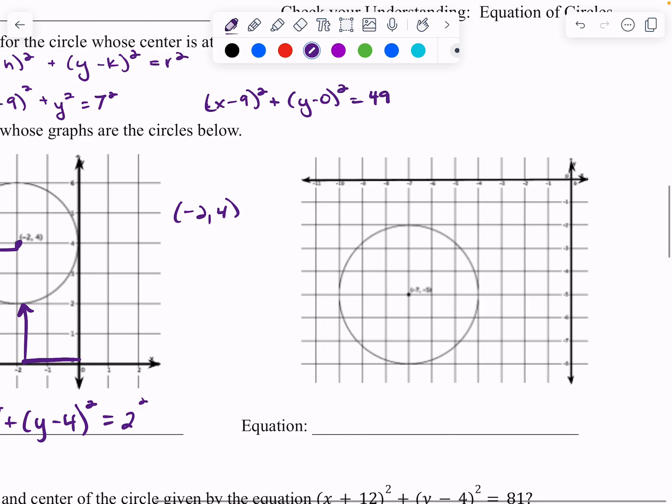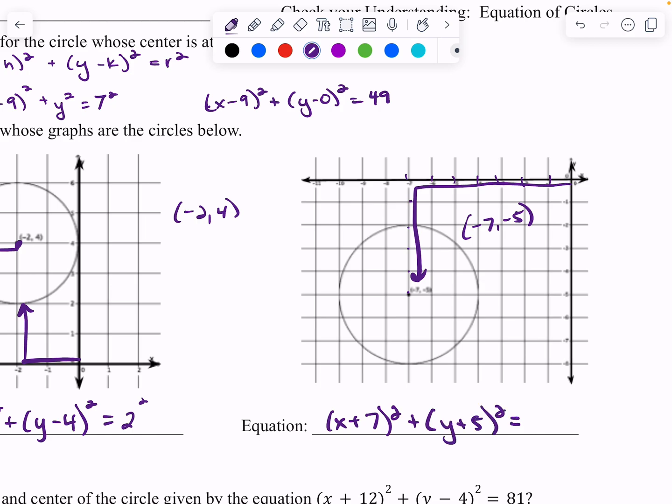Looking at this one, this has been translated quite a bit. And it's a little blurry on this screen, but I believe it's over 1, 2, 3, 4, 5, 6, 7, and down 1, 2, 3, 4, 5. So that center is negative 7, negative 5. Because both of them are negative, I'm definitely going to be adding, that's not a minus 7, and adding both in my parentheses. And then counting my radius here, I see that my radius is 3. So in this case, I'm going to write 9, but you also could have written 3 squared.